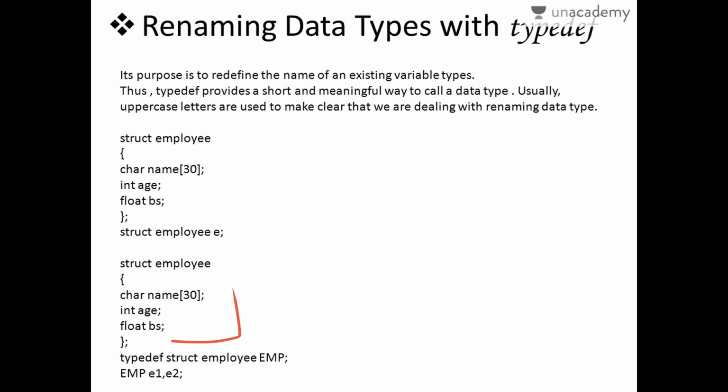But when I write typedef employee emp, that means I'm changing this e to emp, and the variables of emp will become e1 and e2 if you have more than one structure. For example, I have here employee and employee. If you have 2 more, 3 more, you can write e2 and e3 as per the requirement.